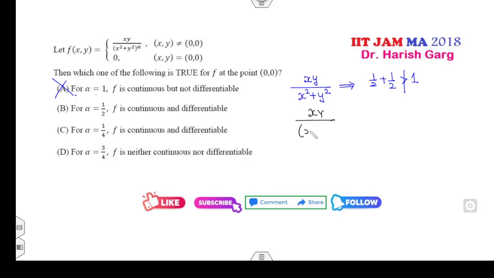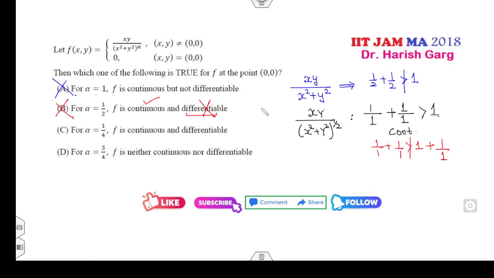Look at the second option. xy divided by x square plus y square raised to power 1 over 2. So a will be my 1. Power कितनी हो जाएगी? It will be 2 and 1 will be cancelled. Plus y is my 1. और y की power कितनी है इसमें? 1. Is it greater than 1? Yes, it is continuous. Is it differentiable? We will see a over c plus b over d. Is it greater than 1 plus 1 over c? No. 2 is not strictly greater than 2. Function is continuous and differentiable. Differentiable is not continuous, yes. So this option is also cancelled.